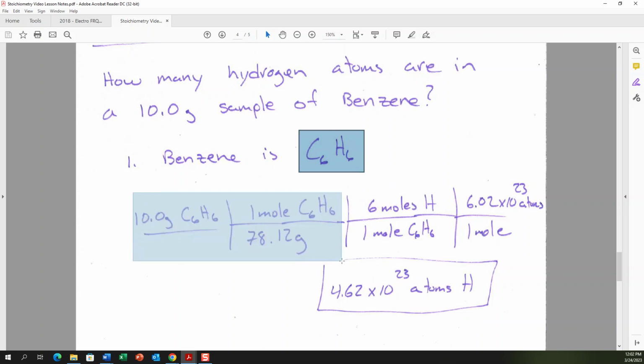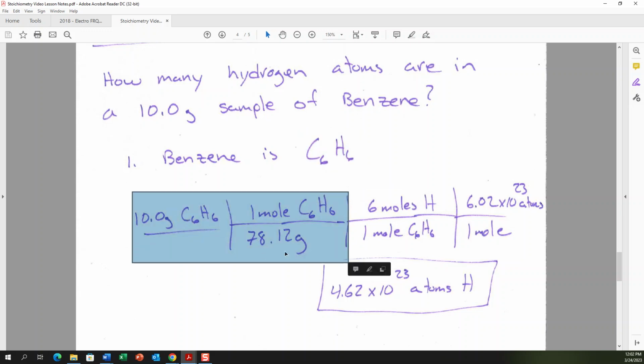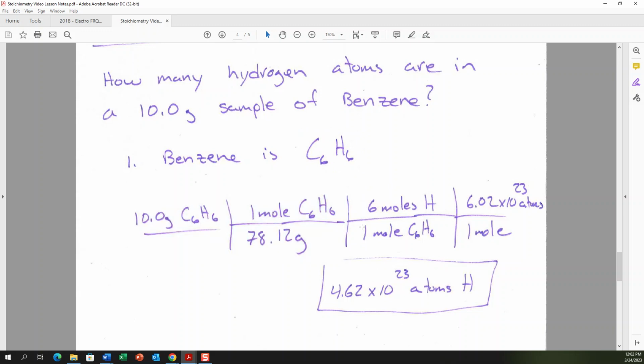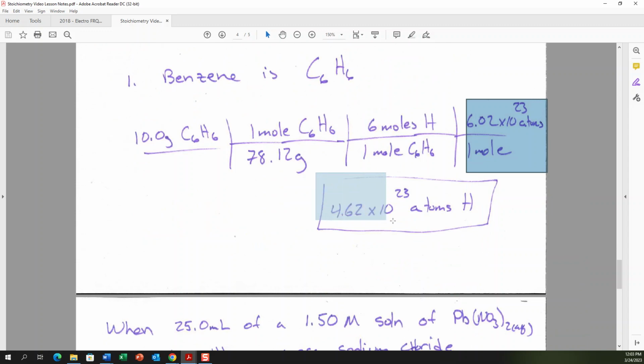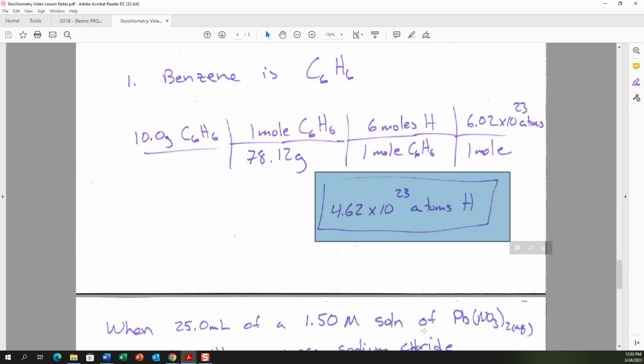Step 2, take the given amount and convert it to moles. So 10 grams of benzene divided by its molar mass. So that's right there, that's the molar mass of benzene. Step 3, mole ratio, right? Recipe. And we get that from here, 6 H's for every 1 benzene. So that's going to cancel out moles of benzene and give me moles of H. And then convert to desired units. We wanted to know total hydrogen atoms. So once we have moles of an element, if we multiply by Avogadro's number, we'll get atoms of that element. So there is our final answer.